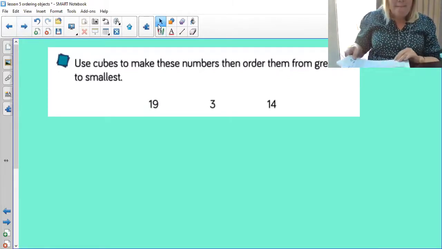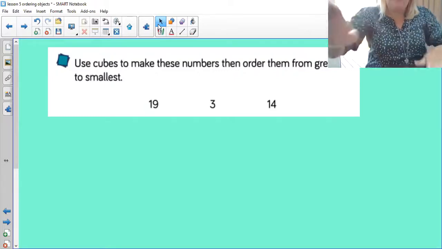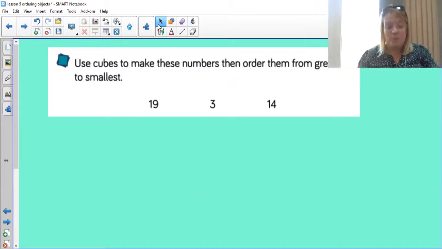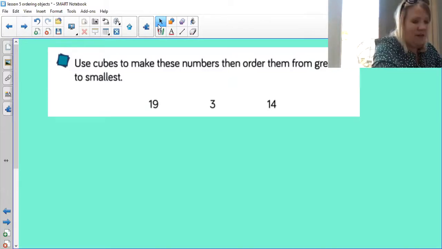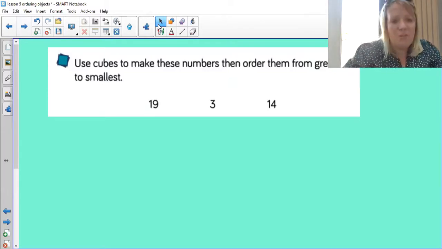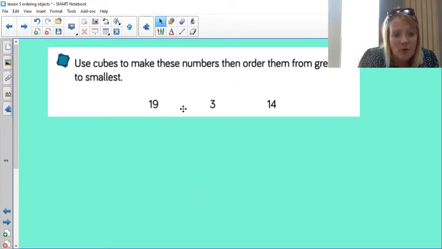Now, it says here, use cubes. And I'm sorry, because I think I forgot to tell you that we might need some counters or cubes. But that's okay. You can pause me and get some cubes or counters, okay? So I'm going to get all my cubes out in front of me. And it says, use cubes to make these numbers and order from greatest to smallest. So the first number I've got is 19. So I'm going to count.